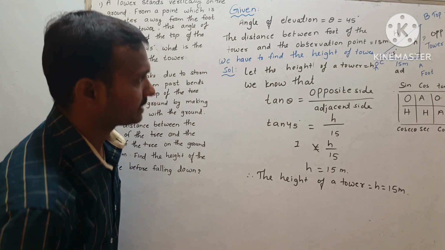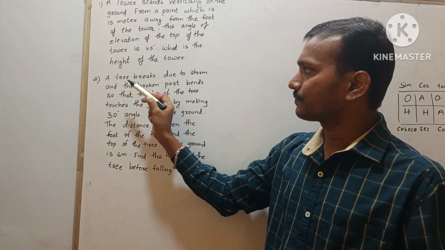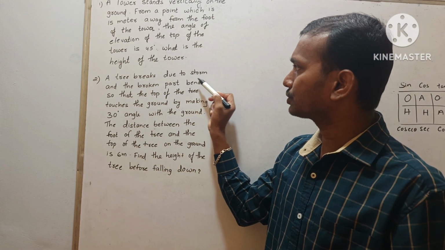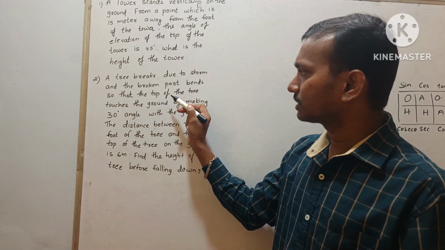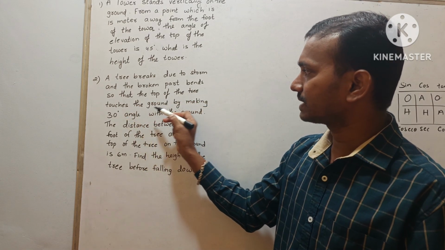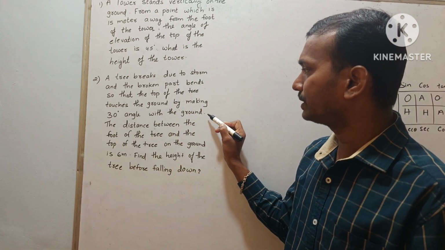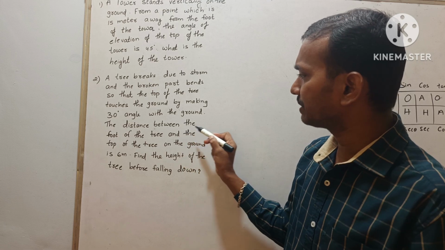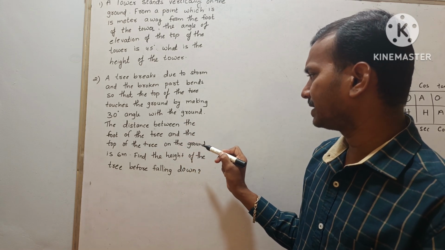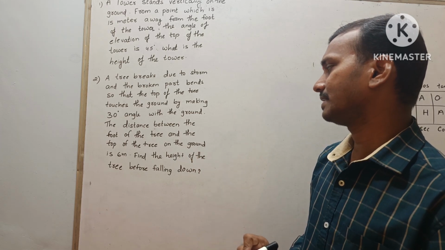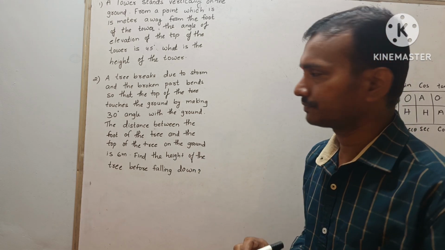Now we will see the second one. Question number 2. A tree breaks due to a storm. The broken part bends so that the top of the tree touches the ground, making a 30-degree angle with the ground. The distance between the foot of the tree and the top of the tree on the ground is 6 meters. Find the height of the tree before falling down.